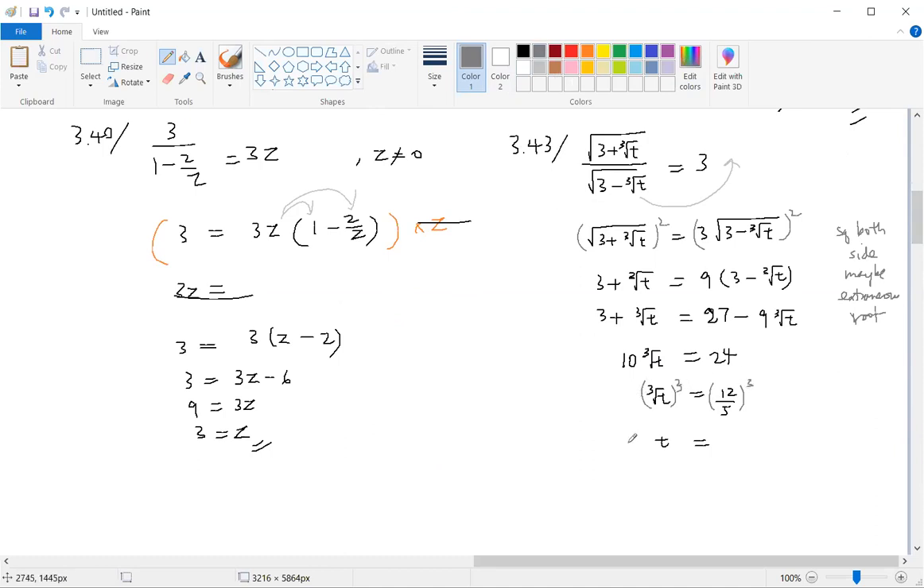So 12 cubed is 1728. You know this is lowest term, so just cube it. 5 cubed is 125. This is lowest term for sure, because 12 and 5 have nothing to cancel. So when you cube them, there is nothing to cancel either.